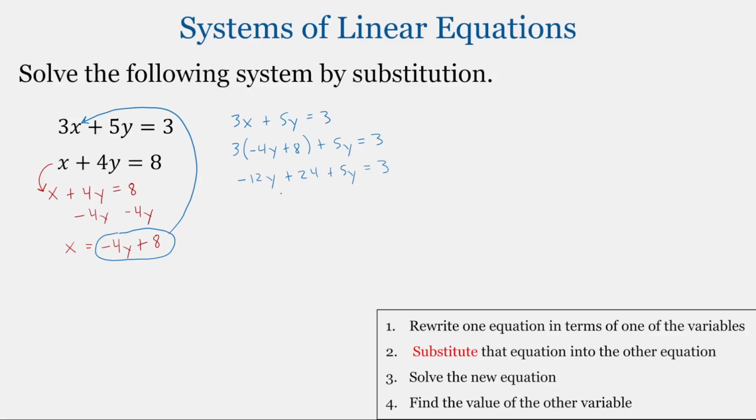Combining like terms on the left side, negative 12y plus 5y, that's negative 7y plus 24 equal to 3. And then solving for y, we're going to subtract 24 from both sides. We have negative 7y equal to negative 21. And then dividing both sides by negative 7, we end up with y equal to 3.